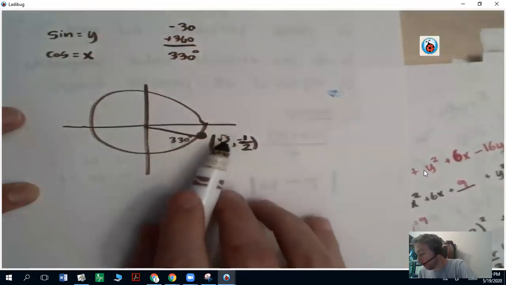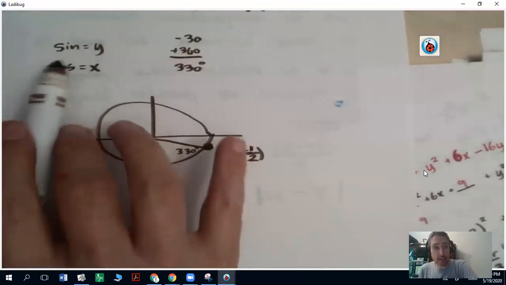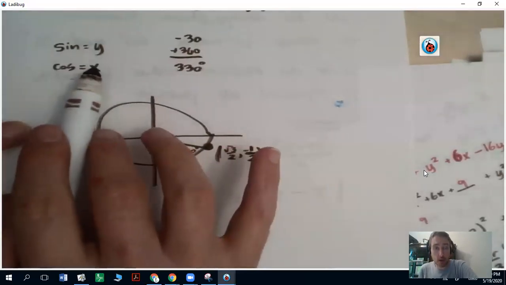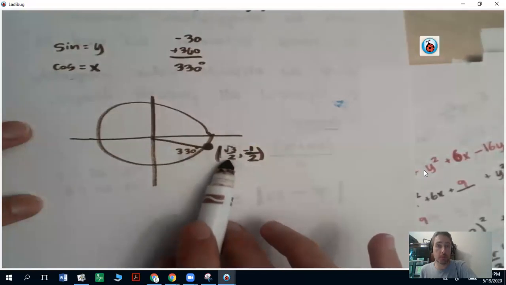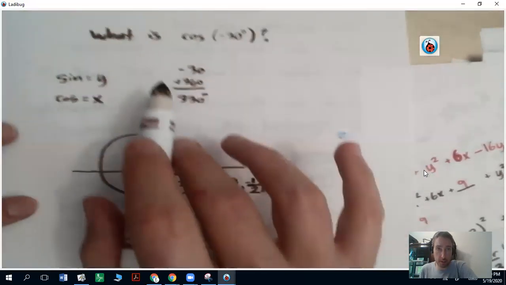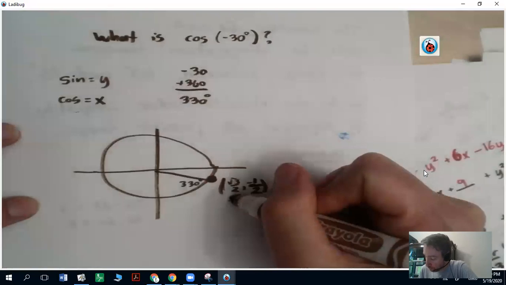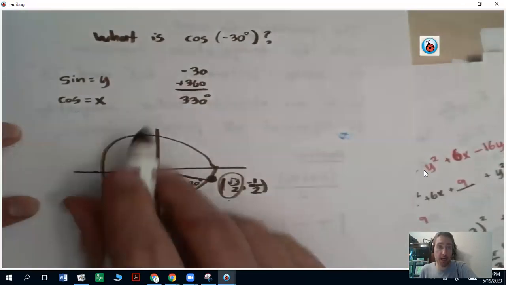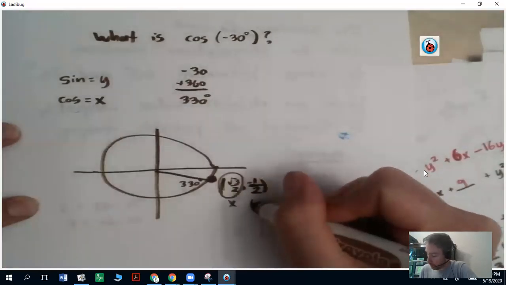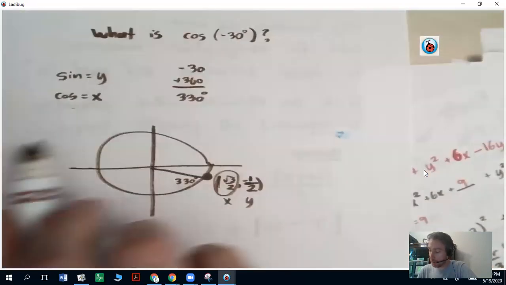But a couple facts. The cosine of the angle is always the x-coordinate of the unit circle. So the cosine of negative 30 degrees is going to be the square root of 3 over 2. The sine is the y-coordinate. So the sine is the y, the cosine is the x.